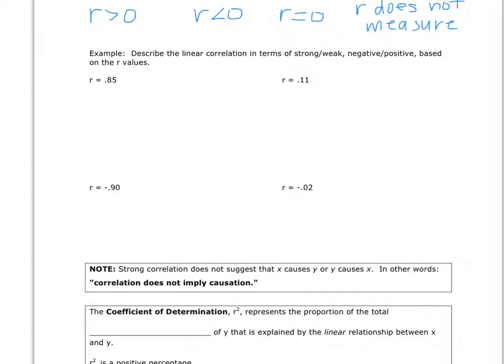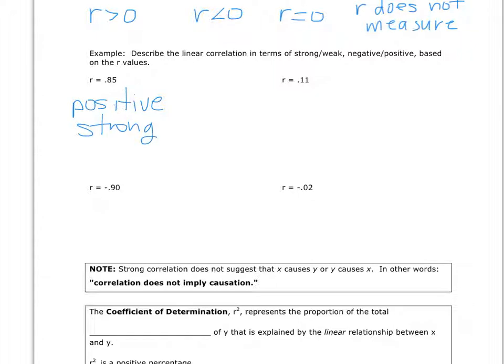All right, let's look at some values of R and determine what type of linear correlation it looks like we would have. So if R is equal to 0.85, that is fairly close to 1. Okay, it's not too far off of a positive 1. So here we would have a positive, because it's a positive value, linear correlation. And because it's very close to 1, you could say that it is strong linear correlation.